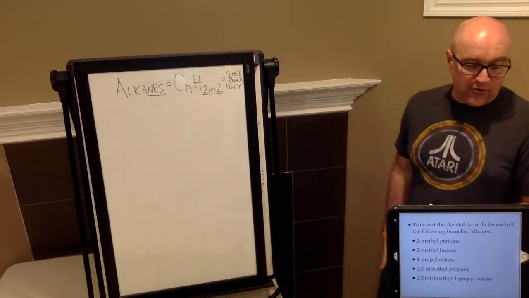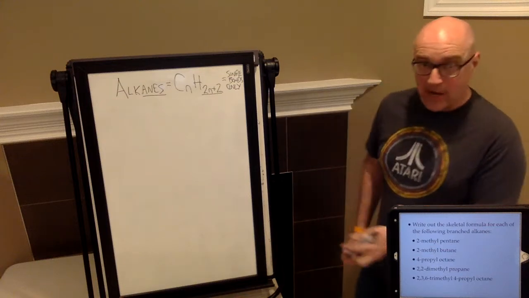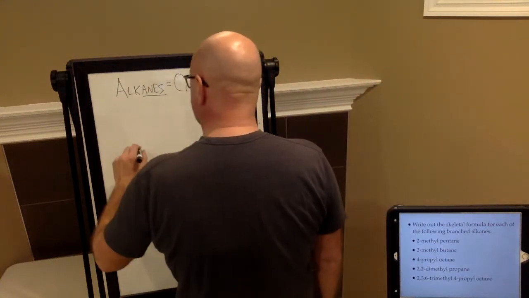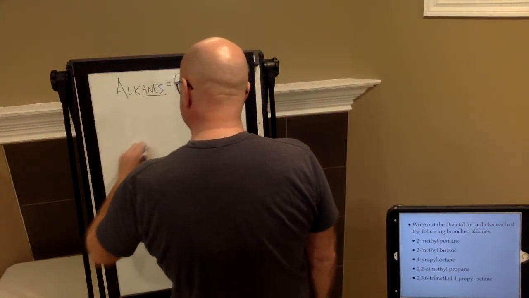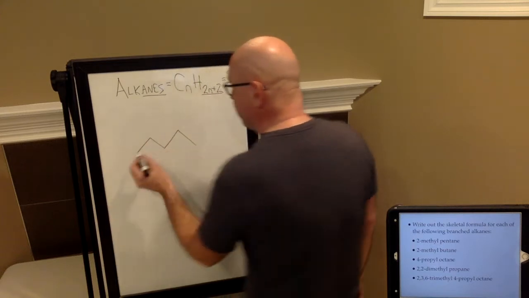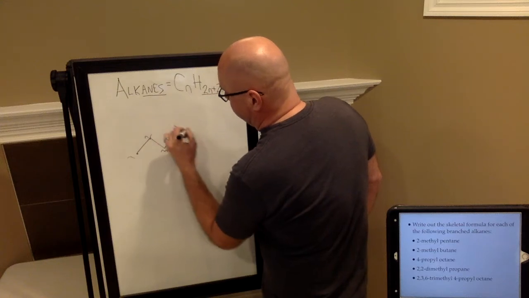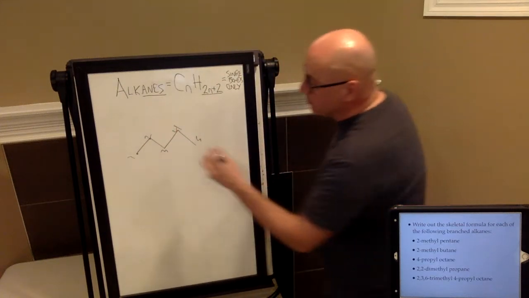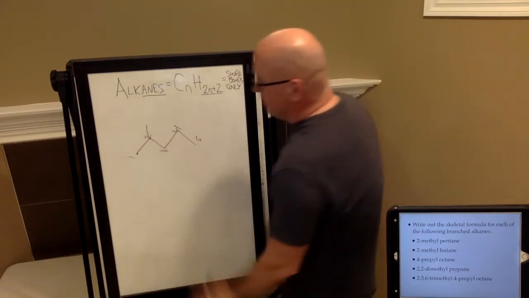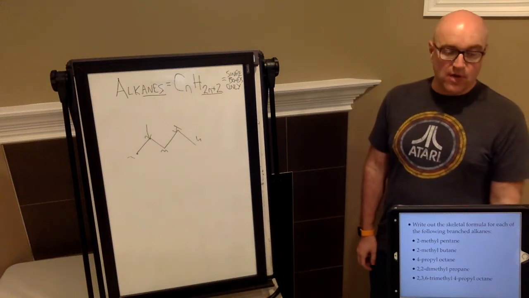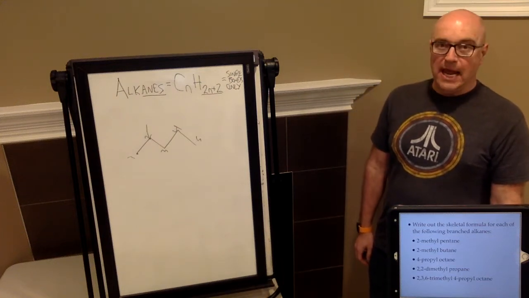Okay, first one is a 2-methyl pentane. So I've got a pentane as my main chain. 1, 2, 3, 4, 5. Let's do that. My methyl is on the number 2 carbon. There it is. There is a 2-methyl pentane.